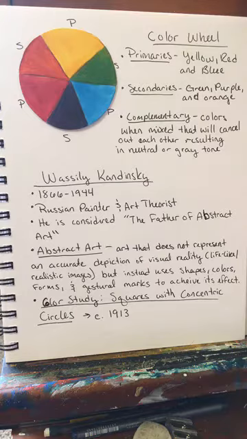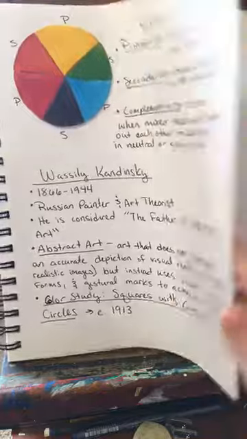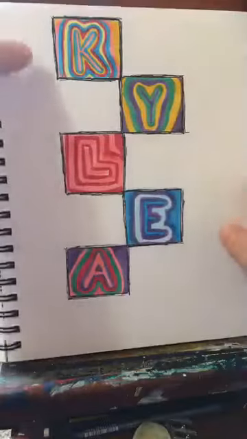What we're gonna review today is something similar to his color study, squares with concentric circles. He made that in 1913. I wish I had a picture I could bring up for you. Unfortunately, I don't have a printer at my house. So basically, we're going to make our names similar to how he did his concentric circle studies, which is pretty cool. So I'm going to flip the page here and go to an example.